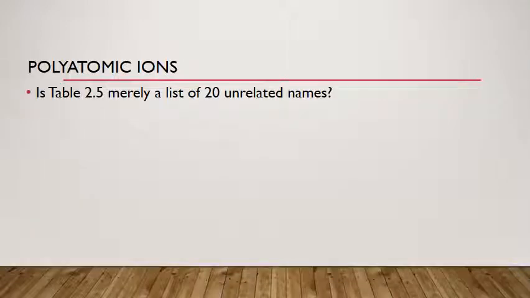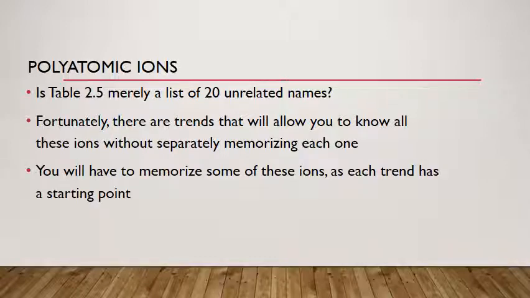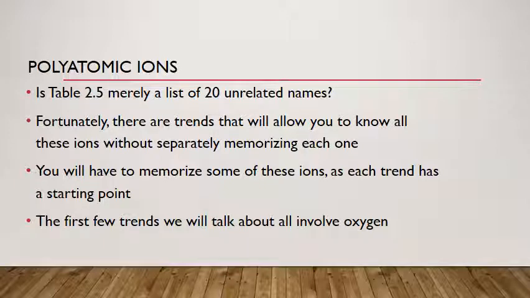So is Table 2.5 merely a list of unrelated names? Fortunately not. There are trends that will allow you to know all of these ions without having to separately and independently memorize each one. You will have to memorize some because each trend has a starting point. The first few trends we will talk about involve oxygen.